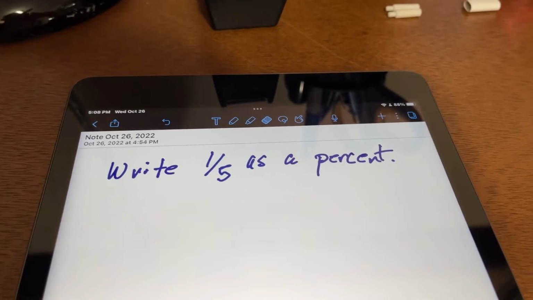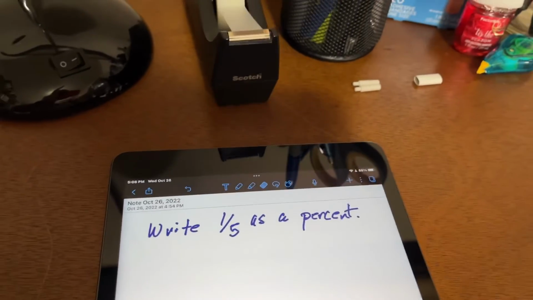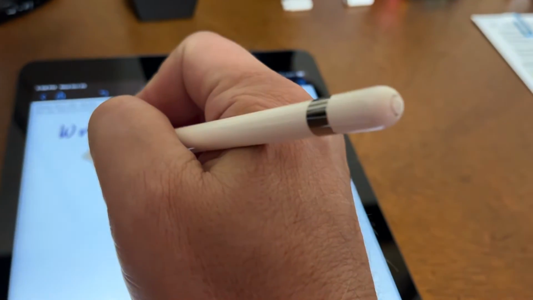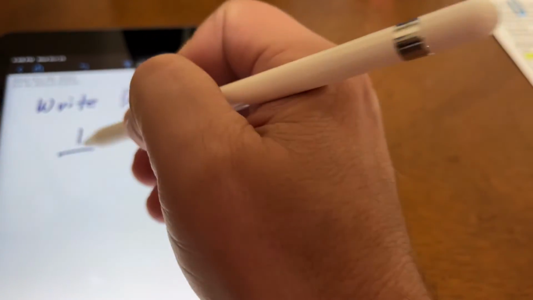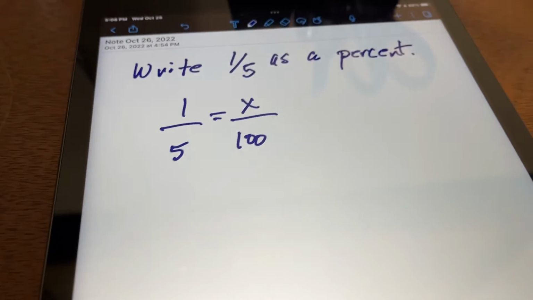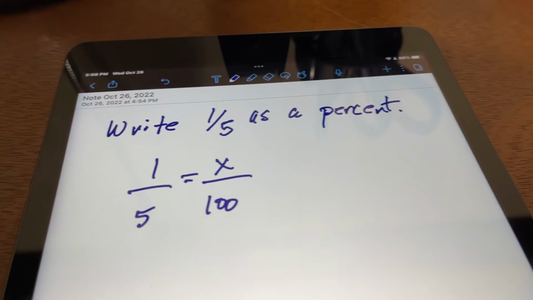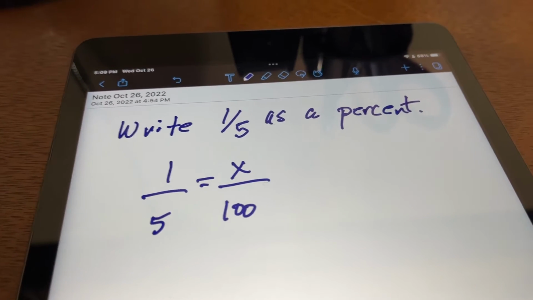All right, let's consider how to write 1/5 as a percent. There's a couple ways to do that. One would be to say that 1/5 is some amount out of 100. Now, this is a classical way to do this because the word percent means per 100.